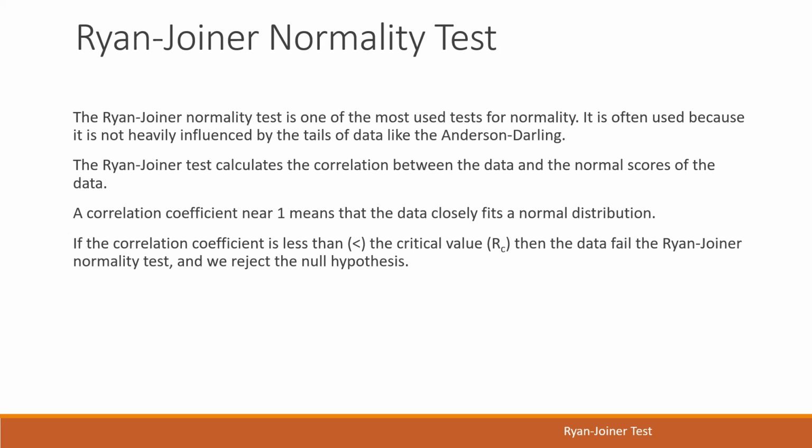So moving on, what happens if your Anderson-Darling fails, or maybe you just want to do a different test? There's also the Ryan-Joiner normality test, and it's often used because it's not heavily influenced by the tails of the data.